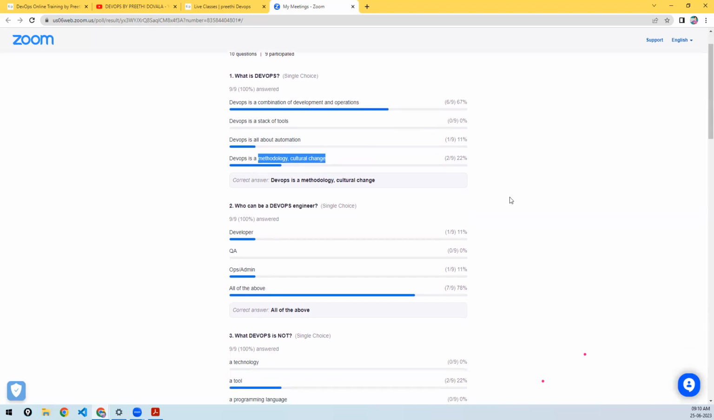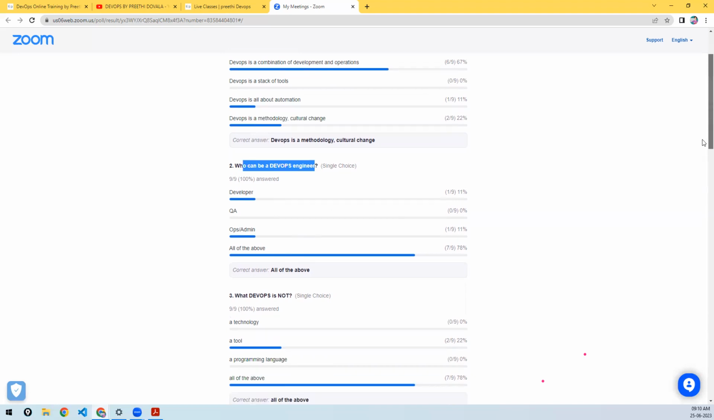Who can be a DevOps engineer? A developer, a QA person, an ops admin, all of the above. Even a network technician, anyone can become a DevOps engineer.